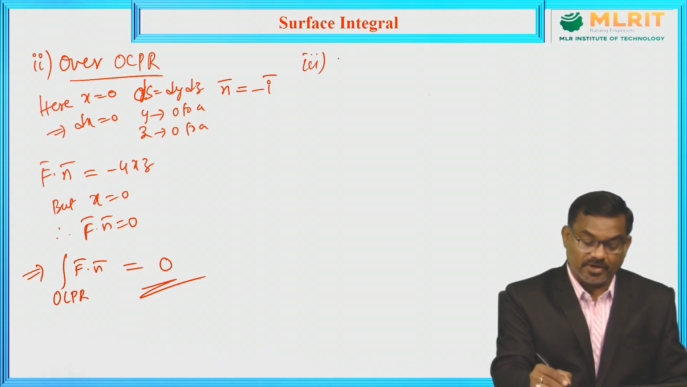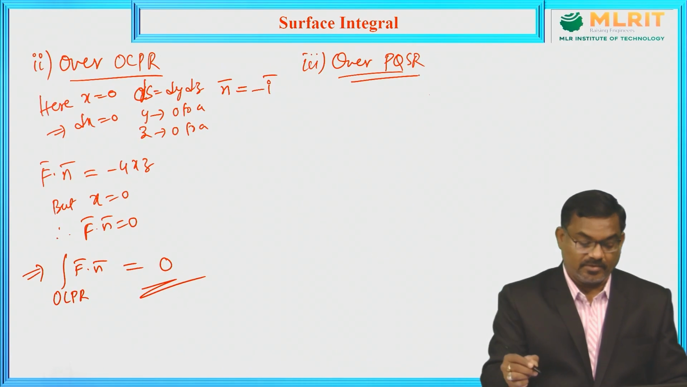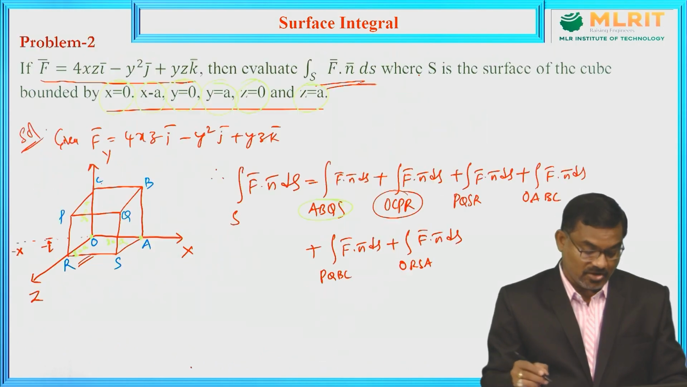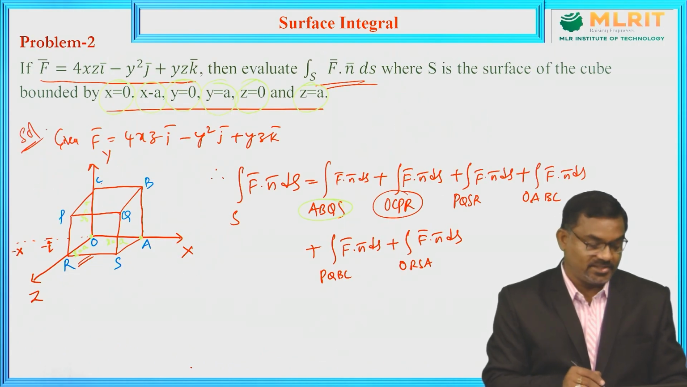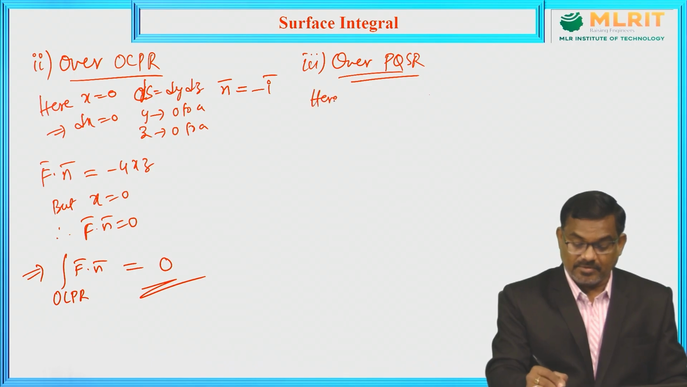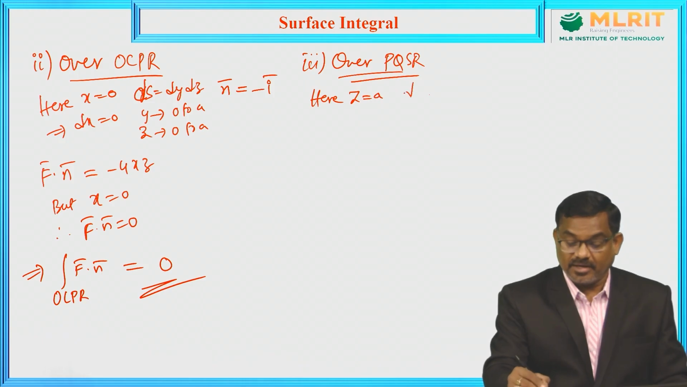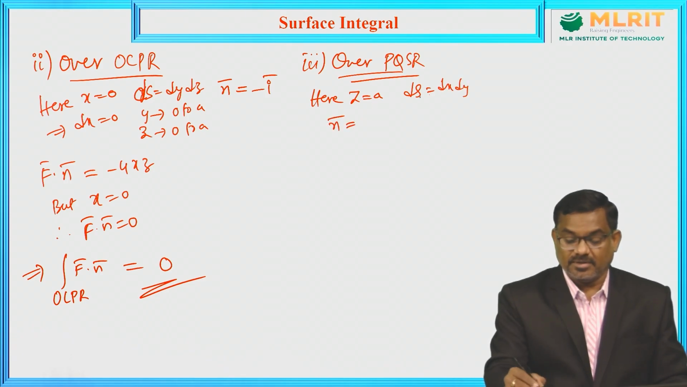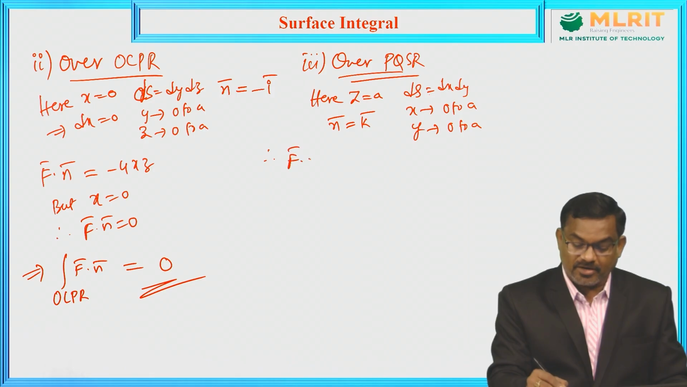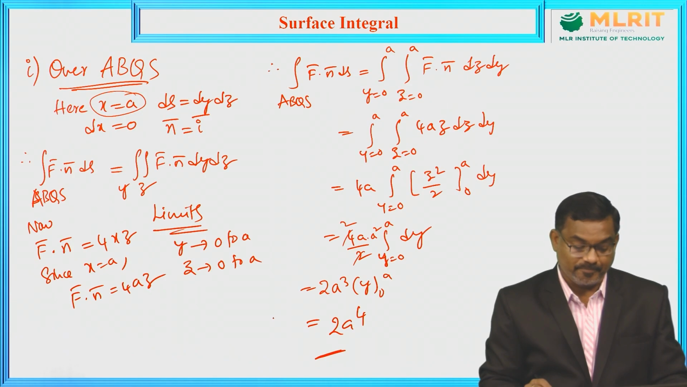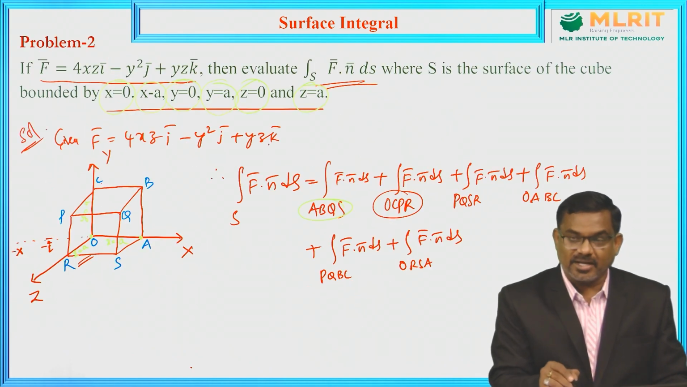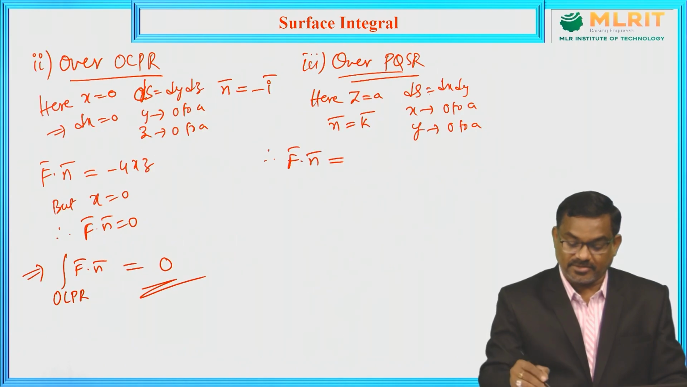So, coming to the third one, over PQSR. This face is on the z axis, so the value of z is a. So here z equal to a and ds becomes dx dy. N bar becomes k bar along the z axis, and x changes from 0 to a, y from 0 to a. And therefore, we need to calculate f bar dot n bar. Since n bar is k bar, only yz remains, y into z.